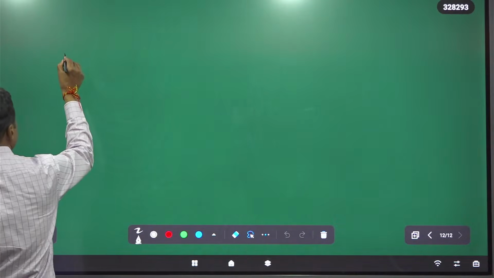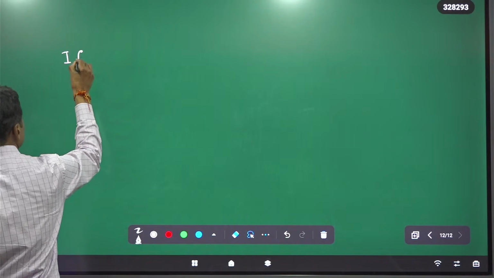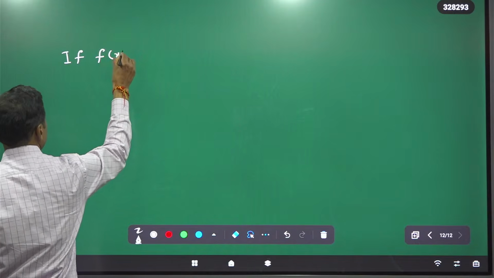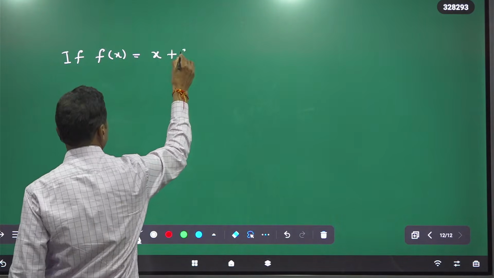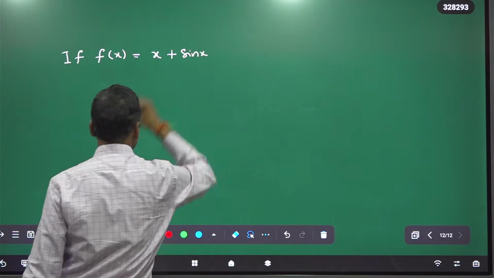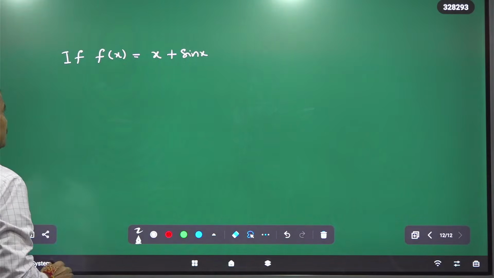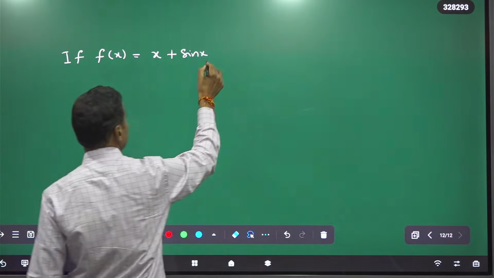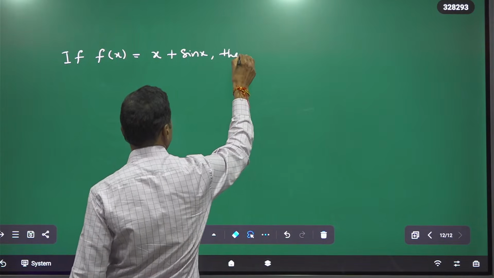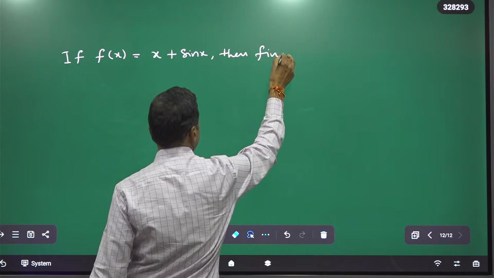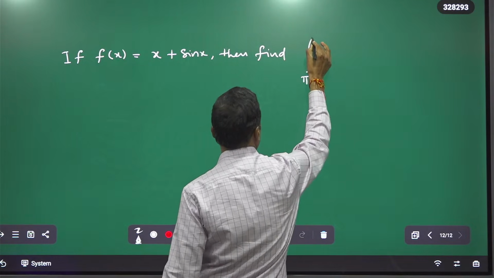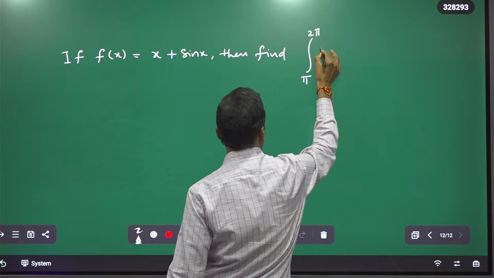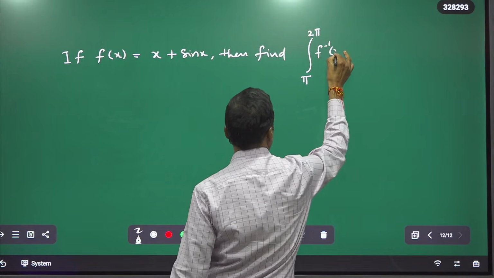If f of x is equal to x plus sin x, then find the integral of pi to 2 pi of f inverse x dx.